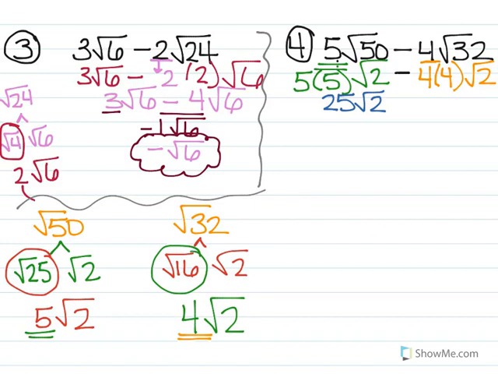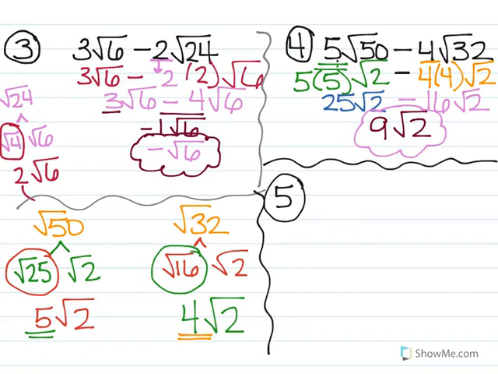The 4 and the 4 are going to multiply to 16 radical 2. And now we finally have like terms, and we can combine them. So we have 25 minus 16, that's going to give us 9, and then we keep the radical 2 the same, so our final answer is 9 radical 2.